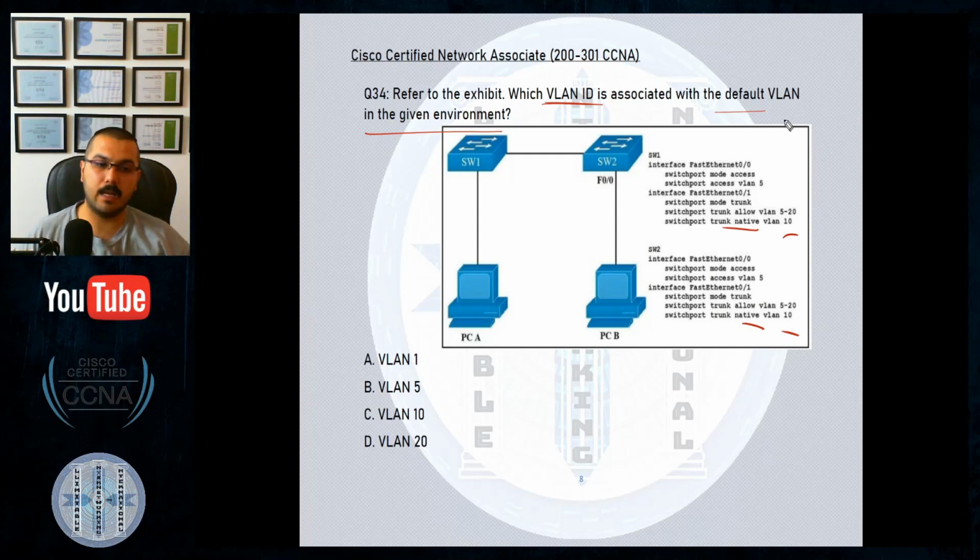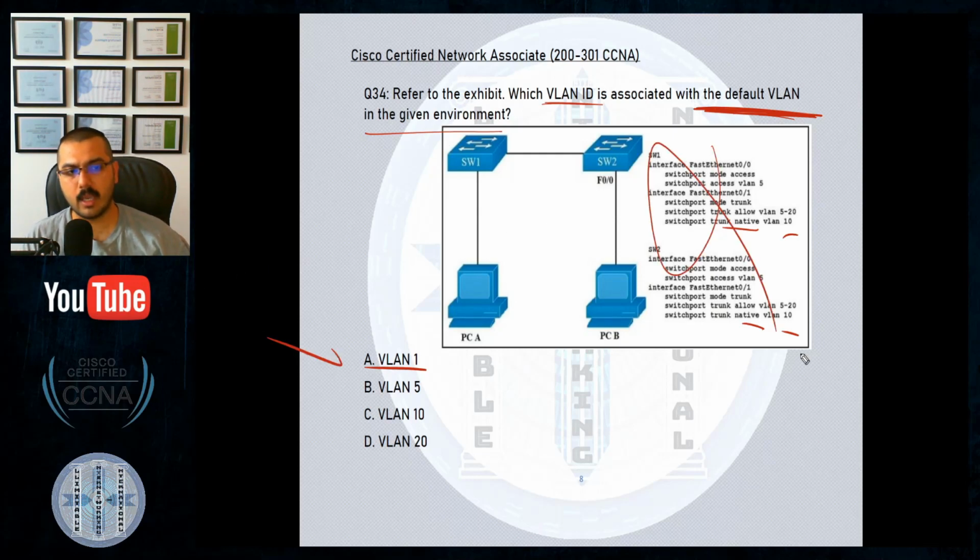The default VLAN can never be changed or deleted in Cisco switches. Whenever you see a default VLAN, it's VLAN number 1. Don't check the config. It cannot be configured. Okay? Default VLAN is always VLAN number 1. So that will be A for this question.